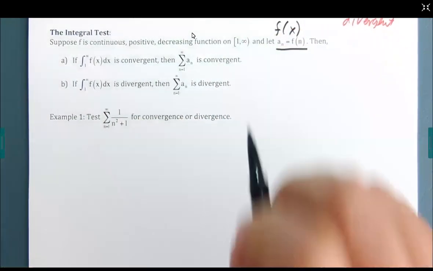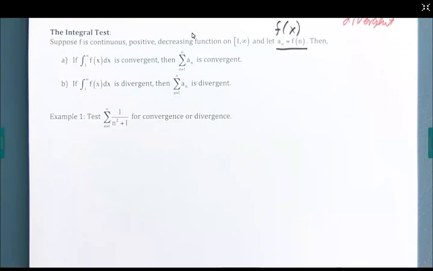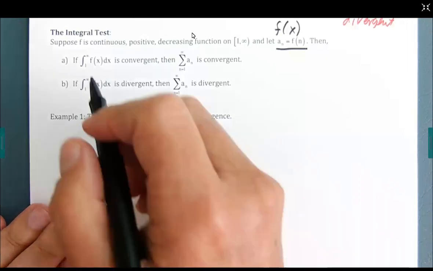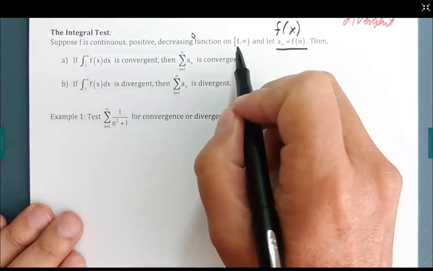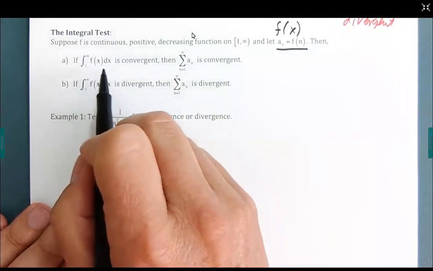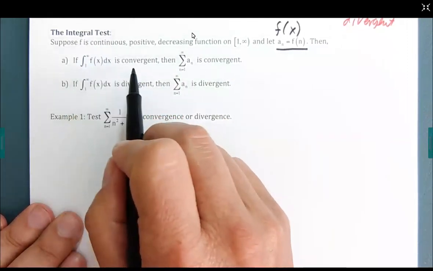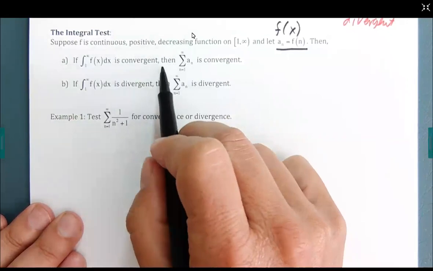Now, to be clear, it doesn't have to be 1. It can start wherever it needs to start. If it can't start at 1 because we're dividing by 0, we're taking the square root of a negative or logarithm of something that's inappropriate, then we can start it wherever we need to start it. But we're just going to assume the default is going to be 1. And if this integral is convergent, then this summation is also convergent.